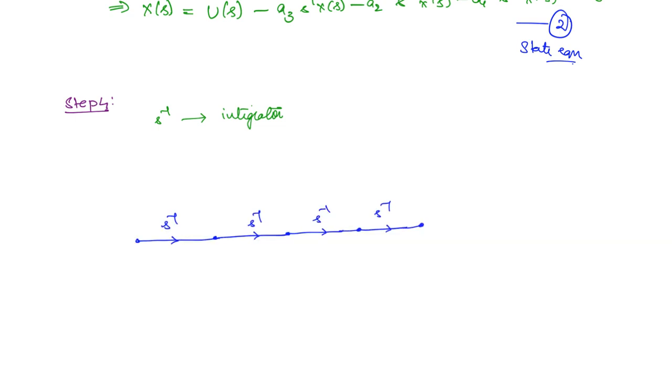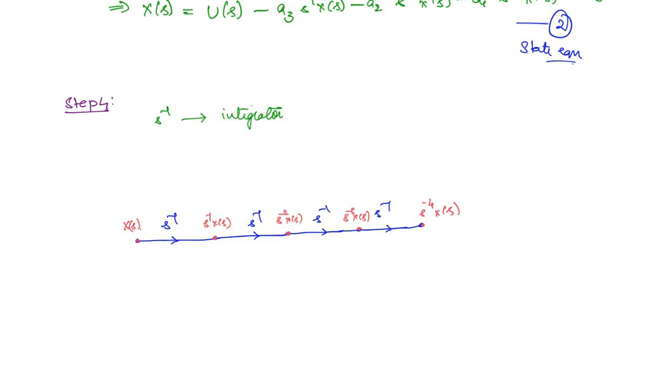Next, the variable x of s we can take here. What will happen to this variable, at this node, it will become s to the power minus 1 x of s. This node will become s to the power minus 2 x of s. This will be s to the power minus 3 x of s, and finally this is going to be s to the power minus 4 x of s.